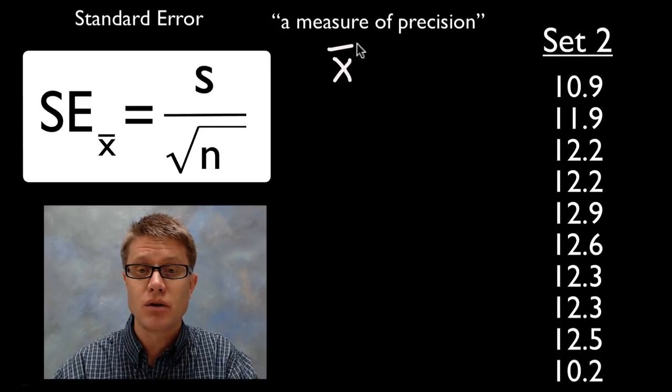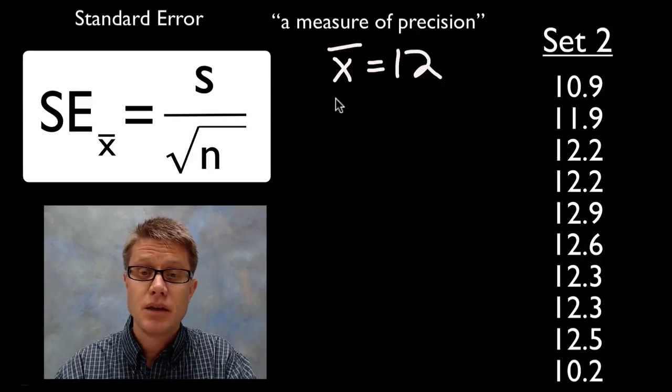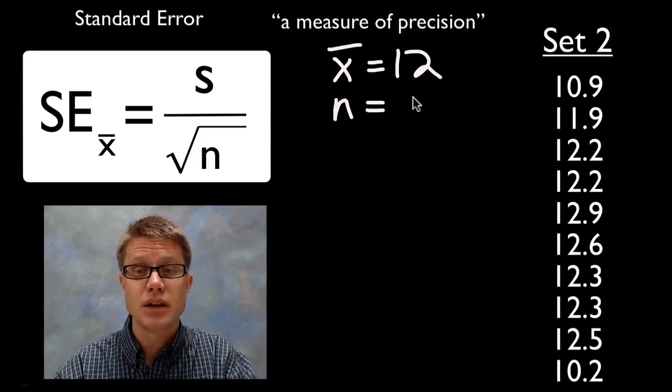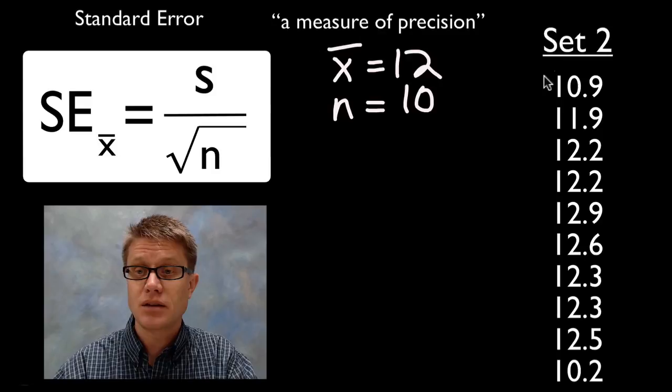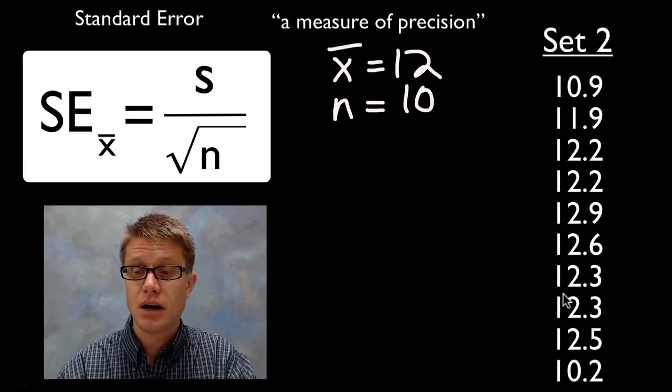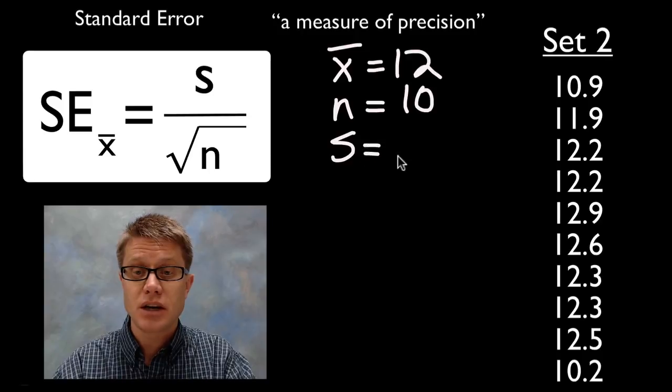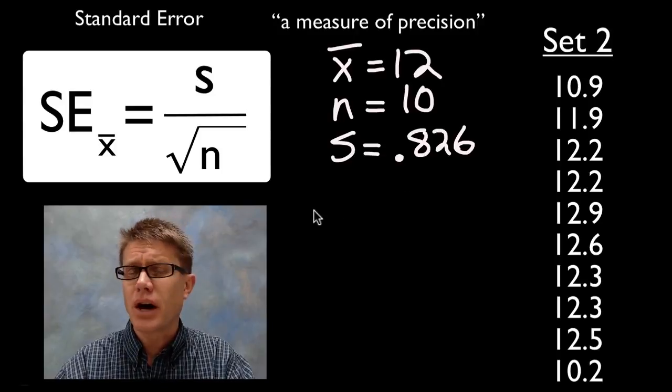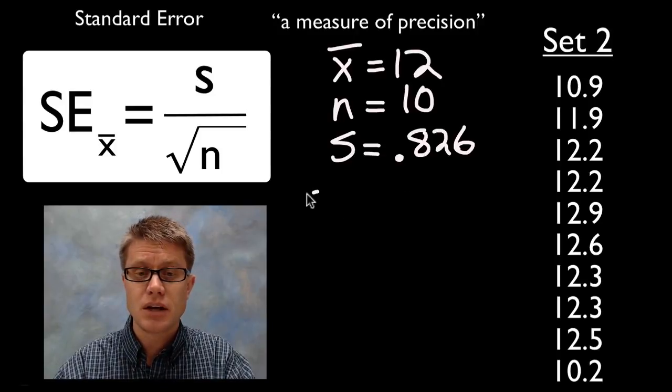So my X bar, or my mean, I said, is going to be 12. The N, or the sample size, we said is going to be 10 in dataset 2, because I have 10 values over here on the right. And then the standard deviation that I just calculated is going to be 0.826. And I did that in Excel. So how do I figure out the standard error?